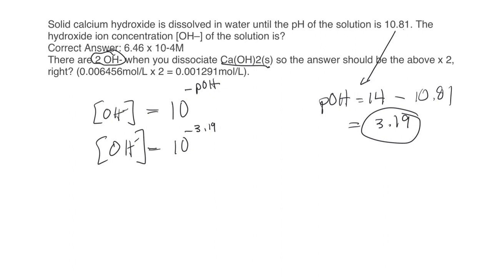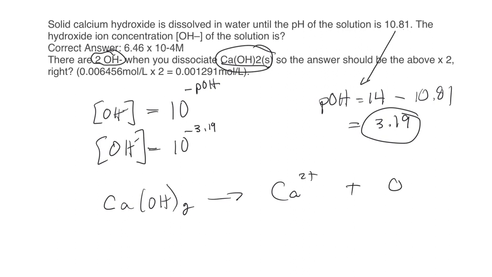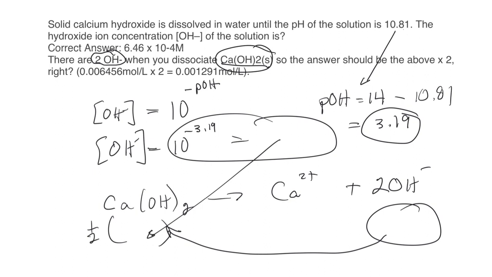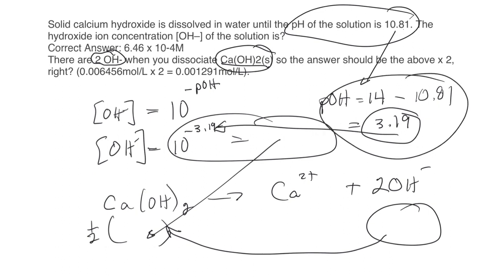Now, if you're wanting to figure out the concentration of calcium hydroxide, that would be a different question. They didn't ask that in the question, but you're right that when you dissociate, you get 2 of those. So this number here that you get from here would be here. So the concentration of calcium hydroxide would be half of whatever you got up there. Hopefully that helps you with that one. This one, you got to change your pH to a POH and then plug it in the formula.